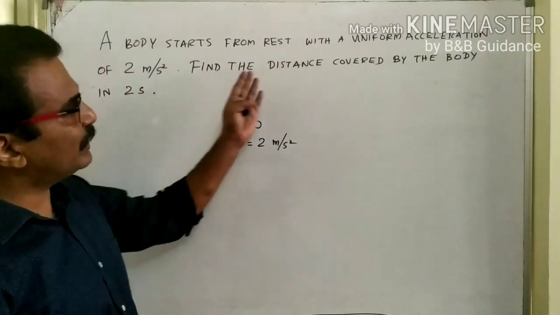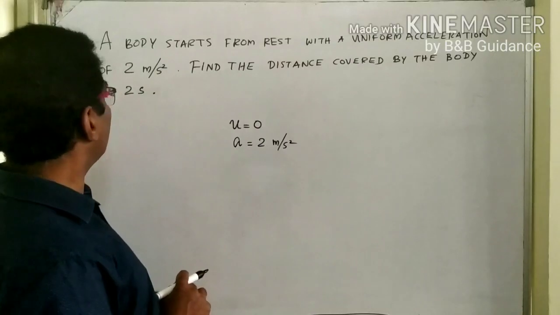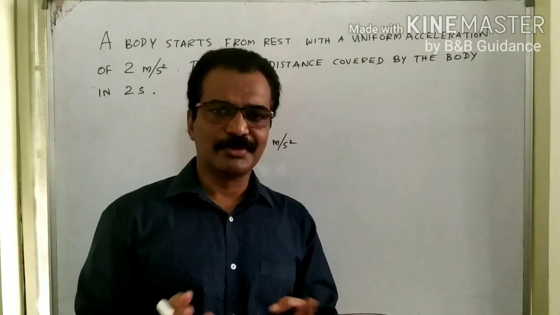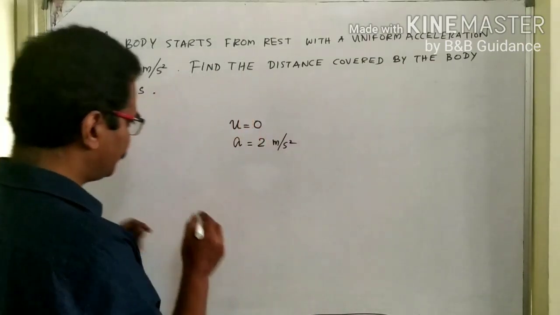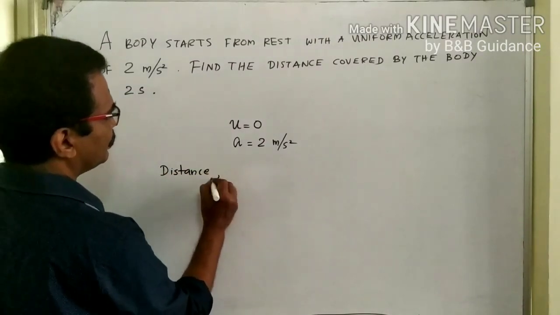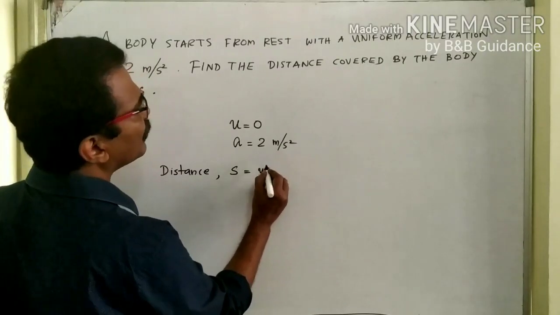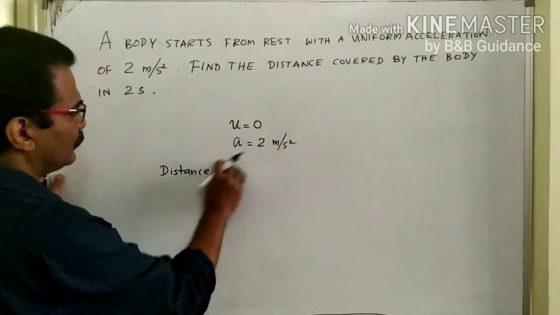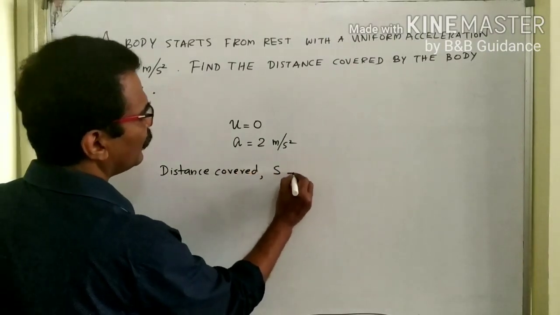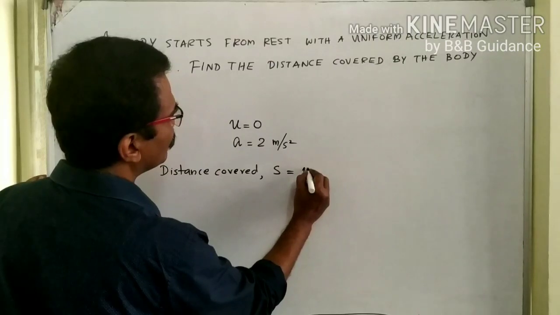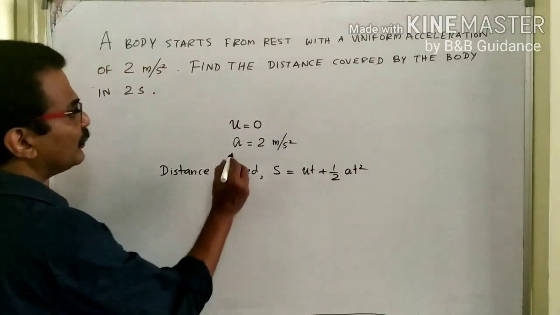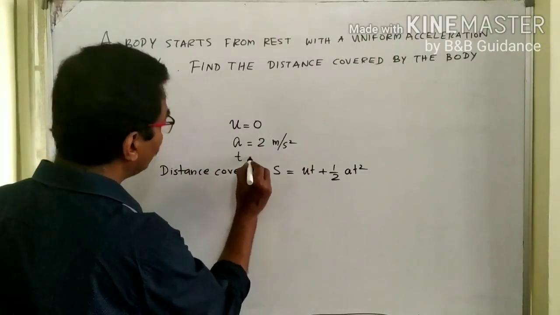Well, find the distance covered by the body in 2 seconds. You are asked to find the distance. Very simple question. Which formula will you apply? So second equation. Distance covered, let me write. S is equal to ut plus half at squared. And t also they have already given, t is 2 seconds.